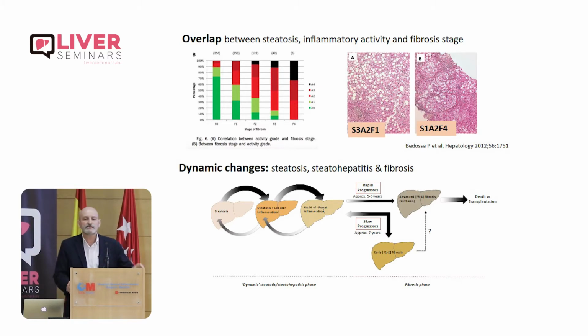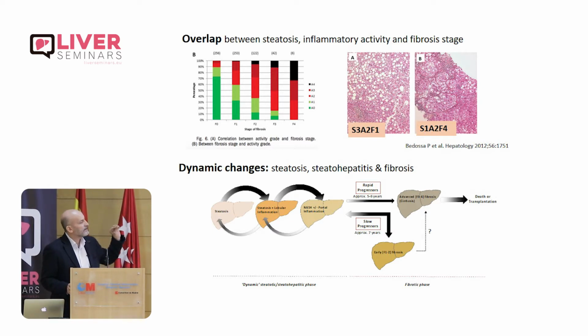The first one is that it's very common, the overlap between these 3 histological features: steatosis, ballooning, and fibrosis. The higher the fibrosis, the higher the inflammation is very common. Even you can find that the higher steatosis is overlapped with the higher inflammation, and it's very rare to find a pure steatosis in the liver biopsy.